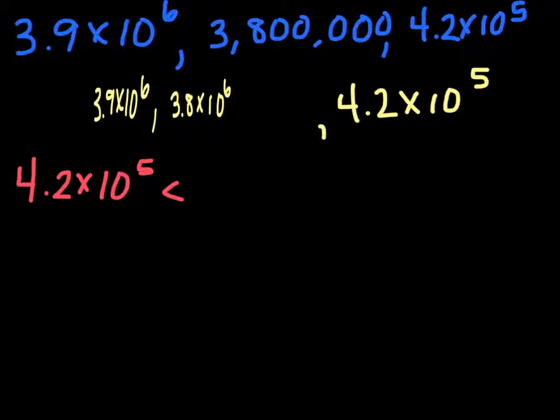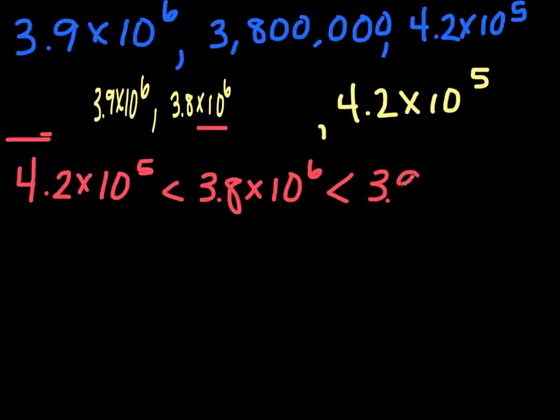Now we need to order the numbers that have the same power of 10. 3.8 is smaller than 3.9, so it comes next: 3.8 times 10 to the 6th. And finally, 3.9 times 10 to the 6th.